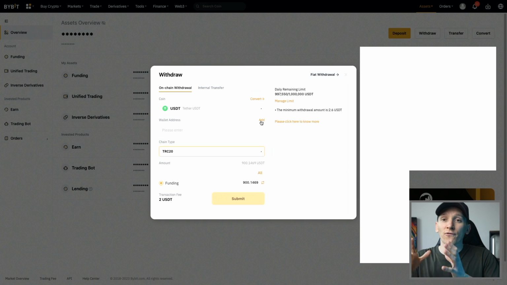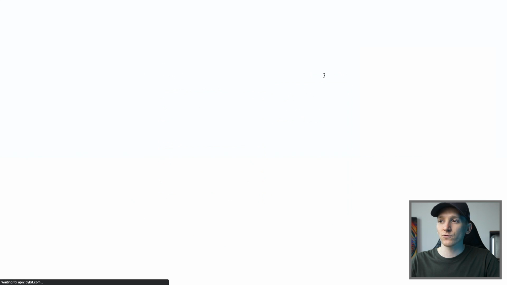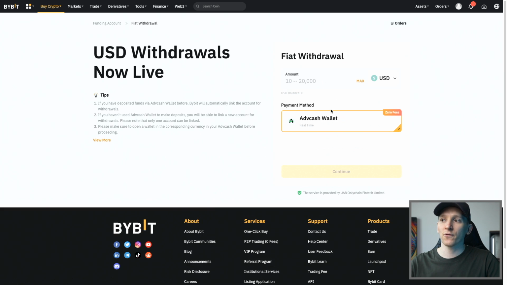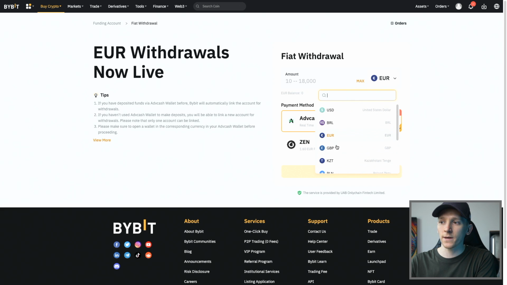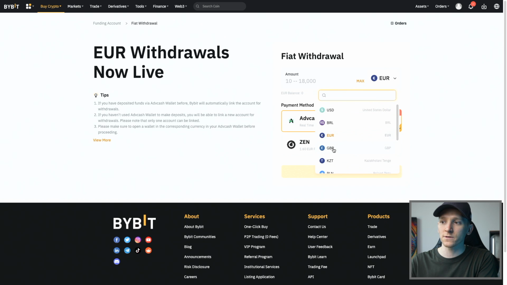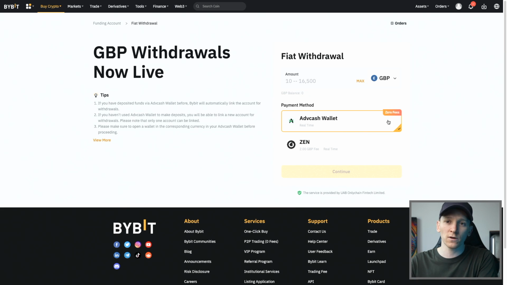If you want to withdraw fiat currency using Bybit, you do have to first swap it into the fiat currency that you want to withdraw using the buy crypto or the buy sell crypto up here on the left. But if we click fiat withdrawal, again, this is going to be different depending on where you live in the world, but you can see US dollar option right here, Euro options, Zen and advanced cash, GBP. Other fiat currencies have many different options, so you have to check all of these supported options dependent on which fiat currency that you have.